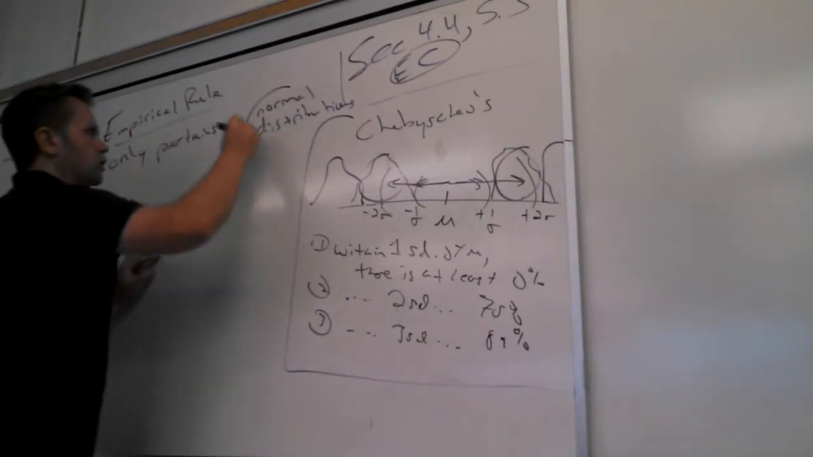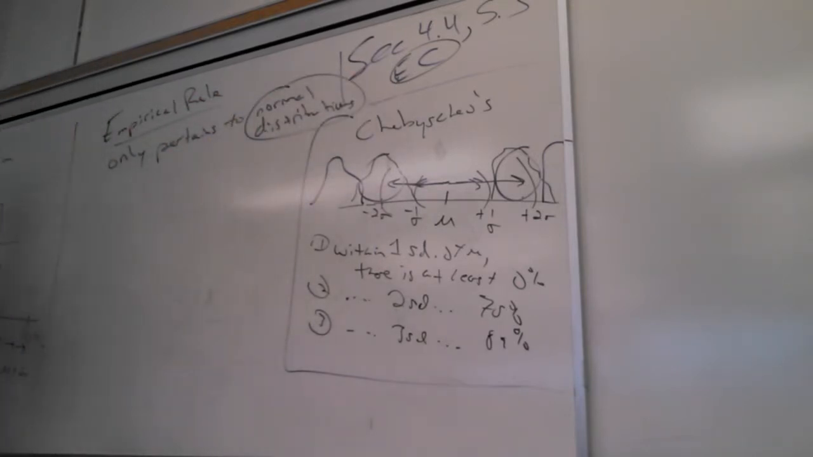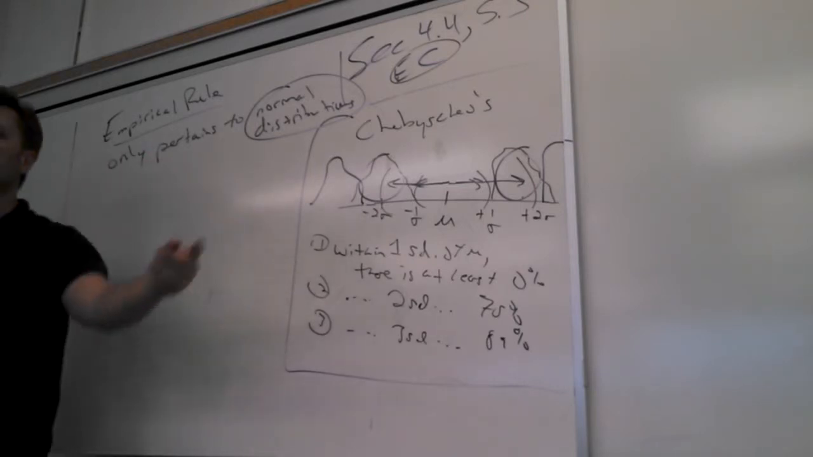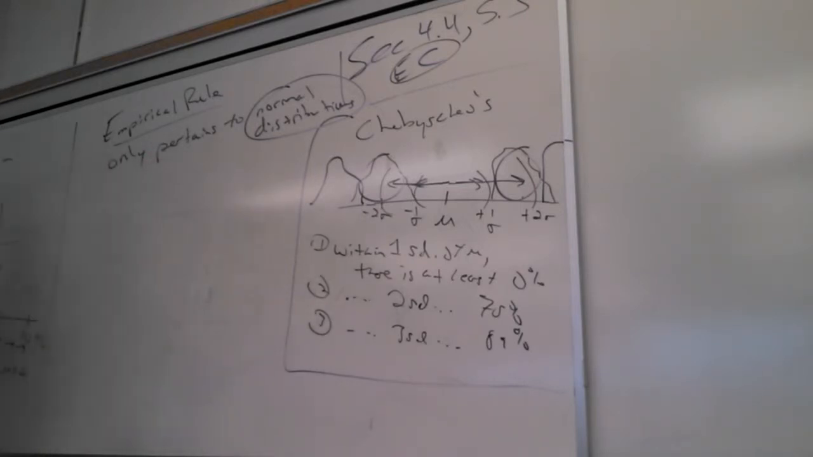The empirical rule only works with a normal distribution. So why should these numbers be more precise? Because the normal curve, what's it look like? Can you draw it in the air? There, see, we know what it looks like. With Chebyshev, what could it look like? Any data could look like anything and it would still work. But this should be a lot more specific because it has to look like that. And actually, there's even more to it than just the general shape. There are other restrictions on it that we're not going to get too deep into.